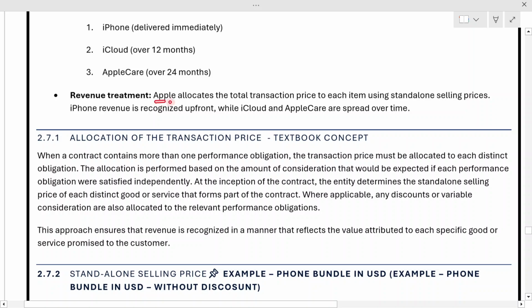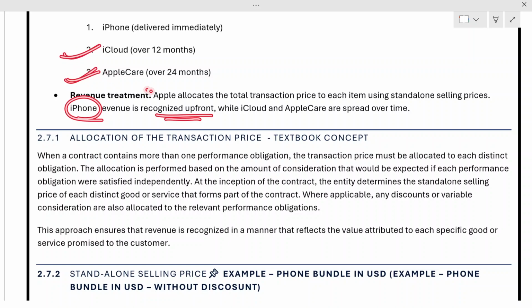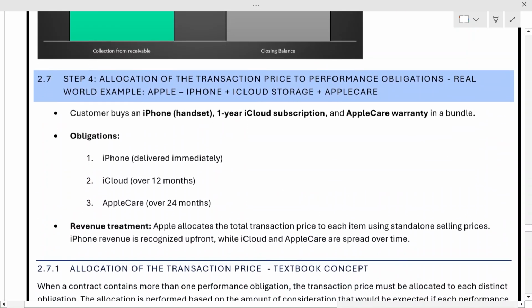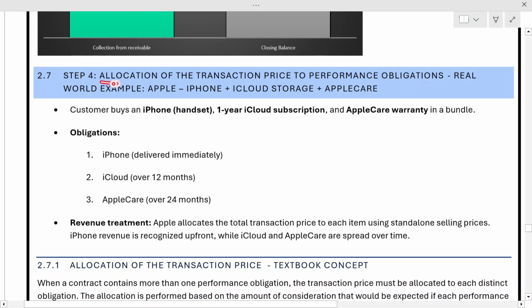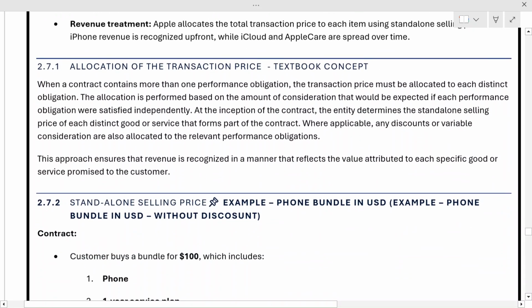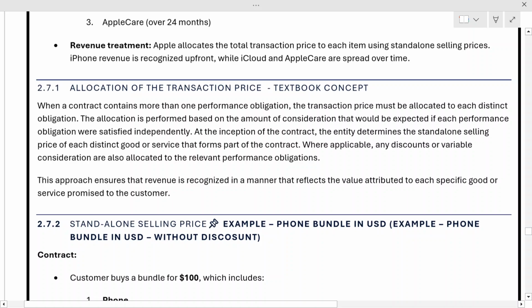So basically, Apple will allocate the total transaction price to each item using standalone selling price, and Apple will recognize the iPhone revenue upfront and the remaining iCloud revenue and Apple Care revenue over the period of 12 months and 24 months. So effectively, we are trying to allocate the transaction price. And how do we allocate? We allocate based upon the performance obligation and standalone selling price effectively.